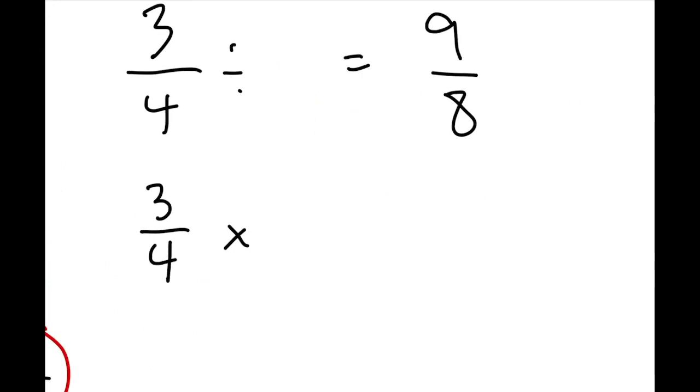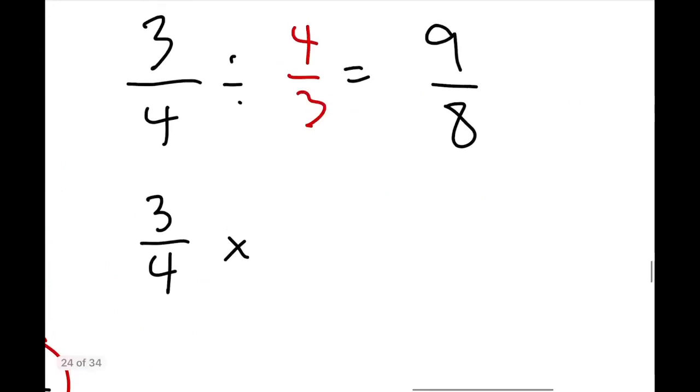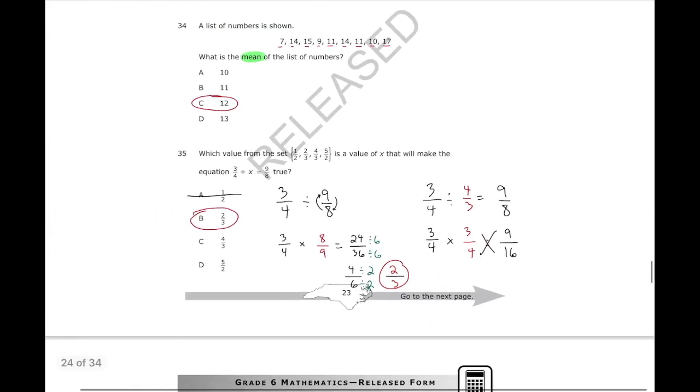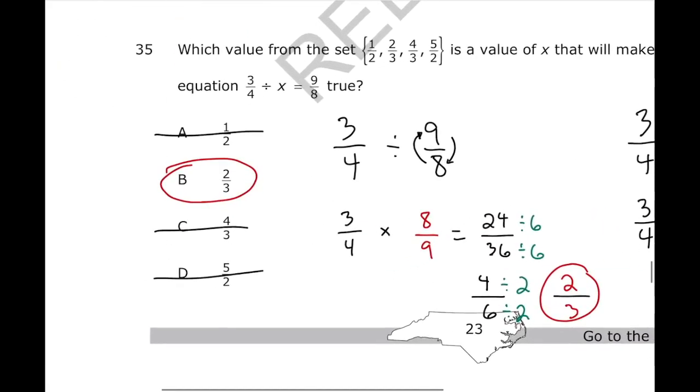Let's do 3/4 divided by 4/3. Let's keep the first fraction and multiply by the reciprocal. When I flip that, 3 times 3 is 9, but 4 times 4 is 16. And the same thing would happen with answer choice D. So the correct answer is B.